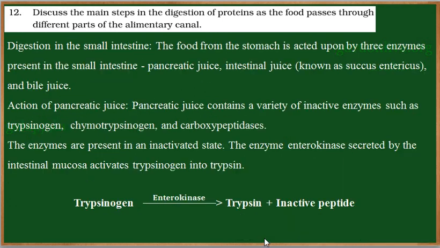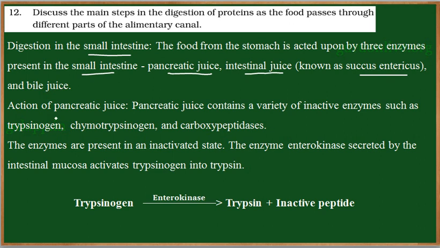Now this food is moved into the small intestine. In the small intestine, the complete digestion of the protein takes place. The small intestine receives pancreatic juice from the pancreas, and the small intestine itself secretes juice, that is intestinal juice, which is called succus entericus. Both pancreatic juice and succus entericus have enzymes which can digest protein.